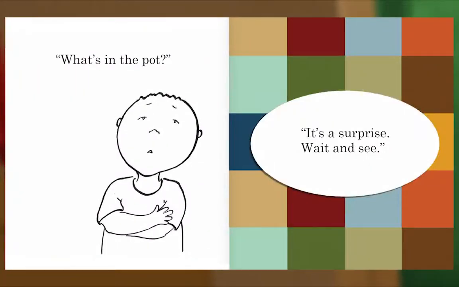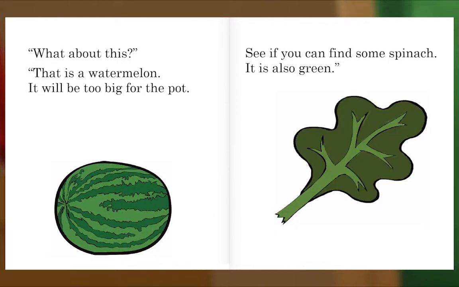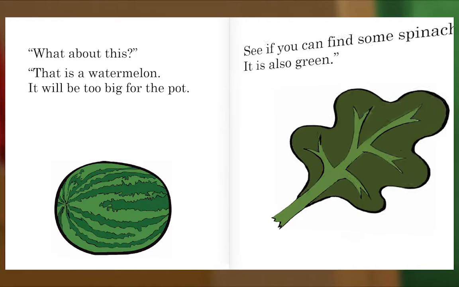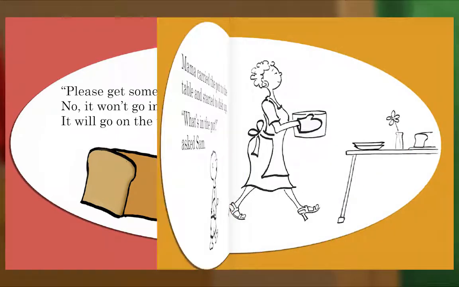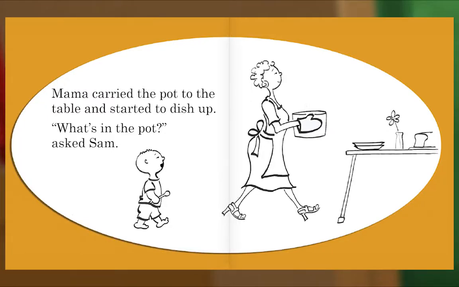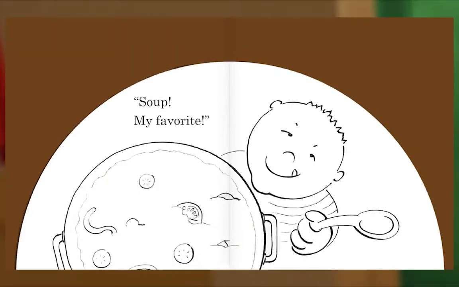What's in the pot? It's a surprise. Wait and see. What about this? That is a watermelon. It will be too big for the pot. See if you can find some spinach. It is also green. Please get some bread. No, it won't go into the pot. It will go on the table. Mama carried the pot to the table and started to dish up. What's in the pot? Asked Sam. Soup! My favorite!